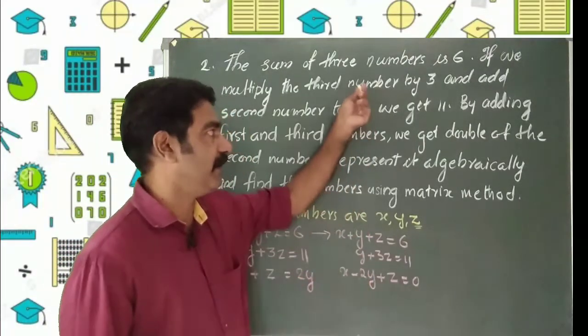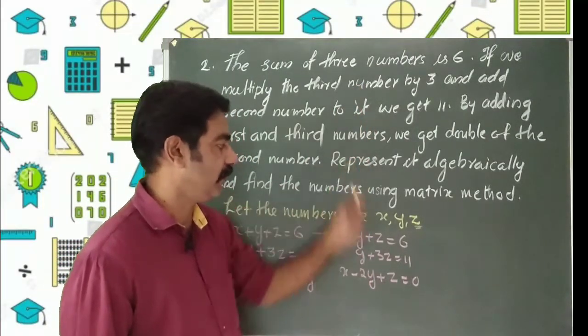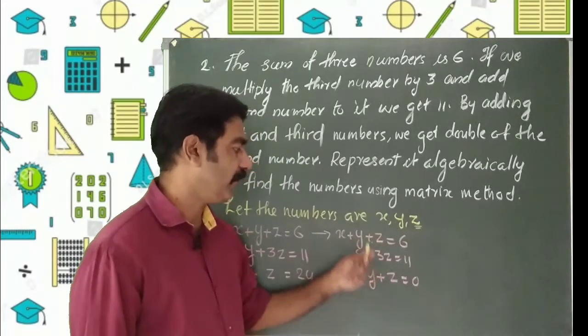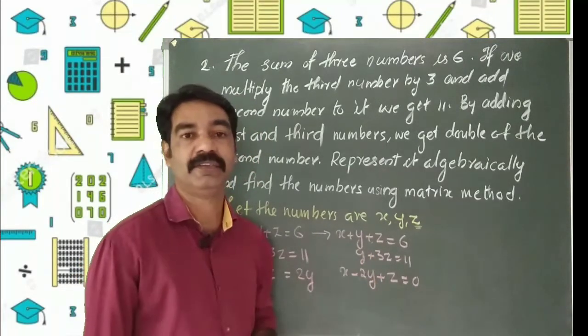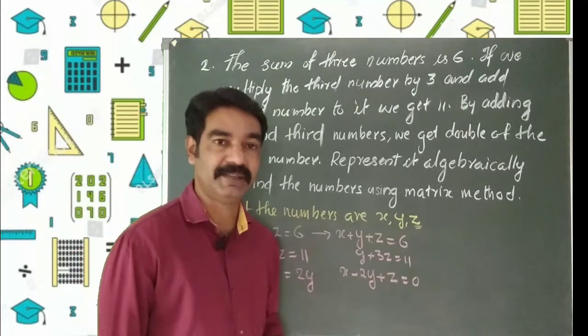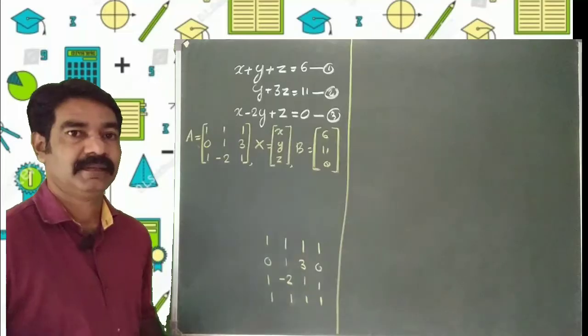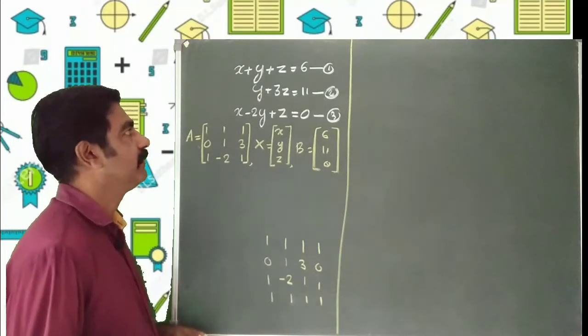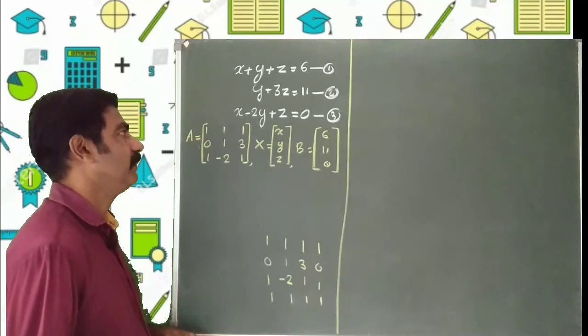According to the conditions, we just converted this algebraically and got these three equations. Now we have to solve these three equations using the matrix method. We'll see how to solve this. See the equations. x plus y plus z is equal to 6. y plus 3z is equal to 11.